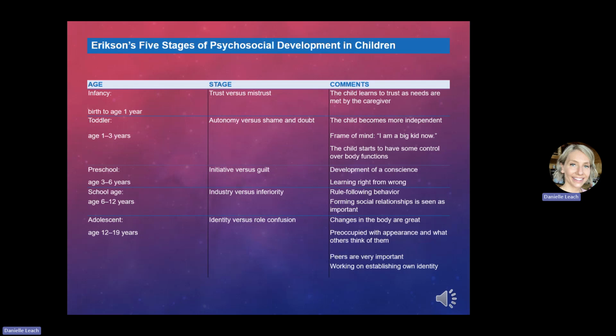The next stage is industry versus inferiority in school-age children. They start to take pride in their accomplishments, especially of things that they may be doing at school or with sports.